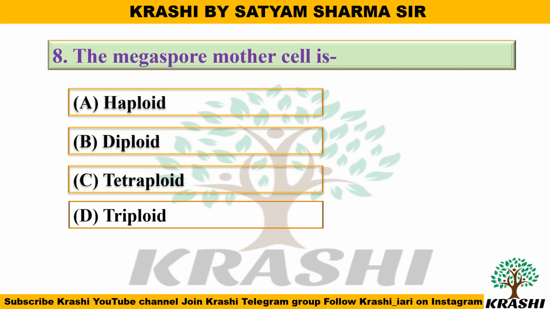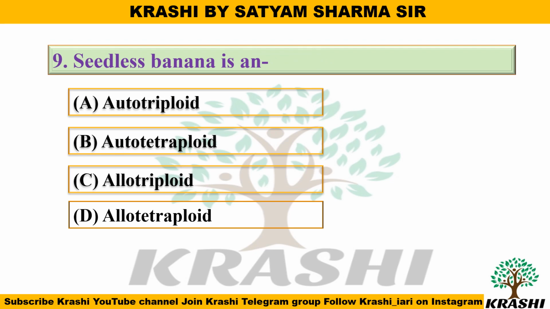Question number 8. The megaspore mother cell is diploid, which undergoes meiosis to develop 4 haploid megaspores. Question number 9. Seedless banana is an autotriploid having AAA genome, that is 3 sets of chromosomes.